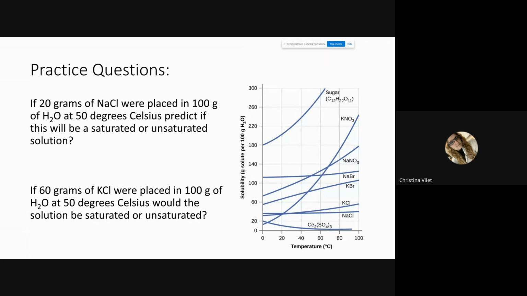We're going to take a look at the first question. There's two questions here. First one is, if I had 20 grams of NaCl and 100 grams of water at 50 degrees Celsius, would we call this a saturated or unsaturated solution? Which one do we have?